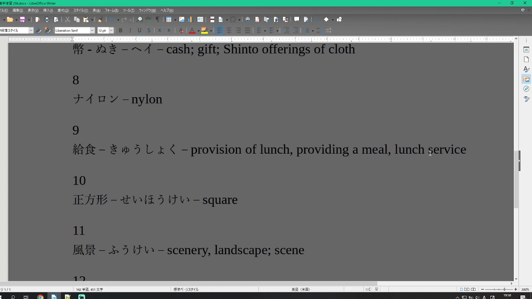I think a lot of jobs probably offer provided lunches, much like they are in America. It's just come to be known as lunch, but it could probably refer to any meal that's provided. Kyushoku. Provided meal or a provision of lunch.